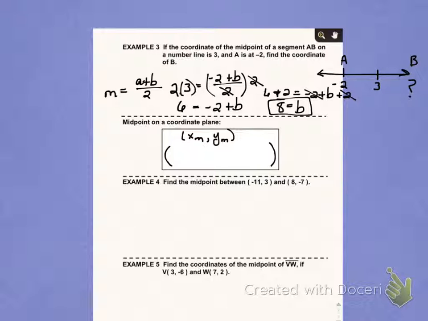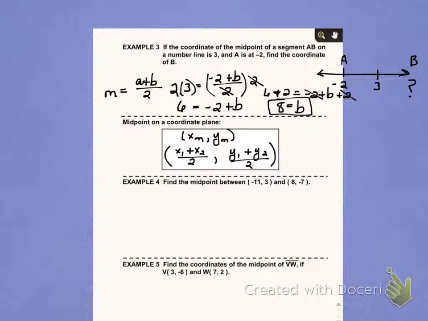And so what you have then is the X coordinate will be X1 plus X2 divided by 2, and your Y coordinate is going to be Y1 plus Y2 divided by 2. And so it's the same process. You just take each X, find the average between your X's, basically the midpoint, and the same thing with the Y's. So find the midpoint between negative 11, 3 and 8, negative 7.